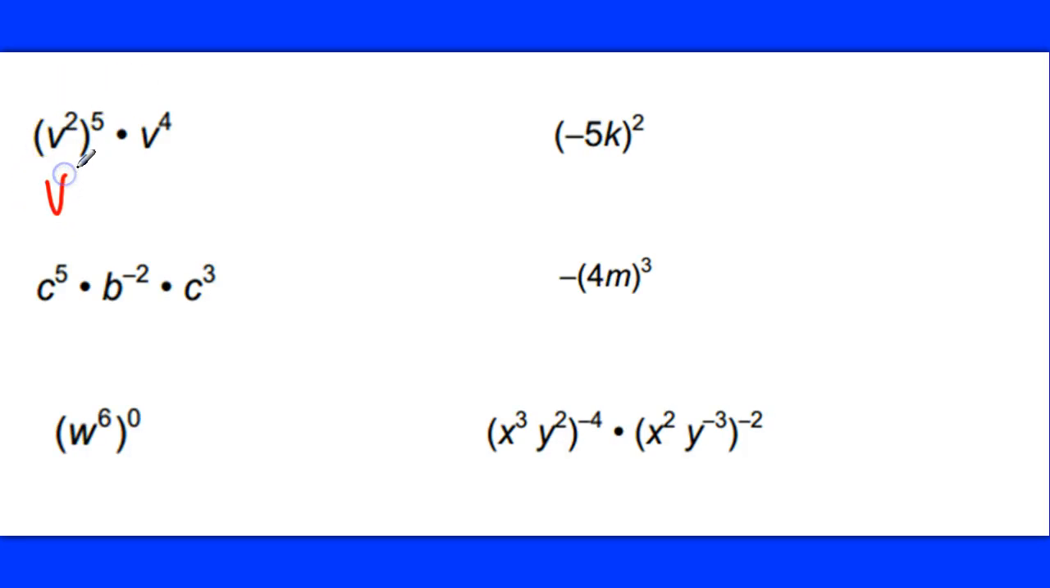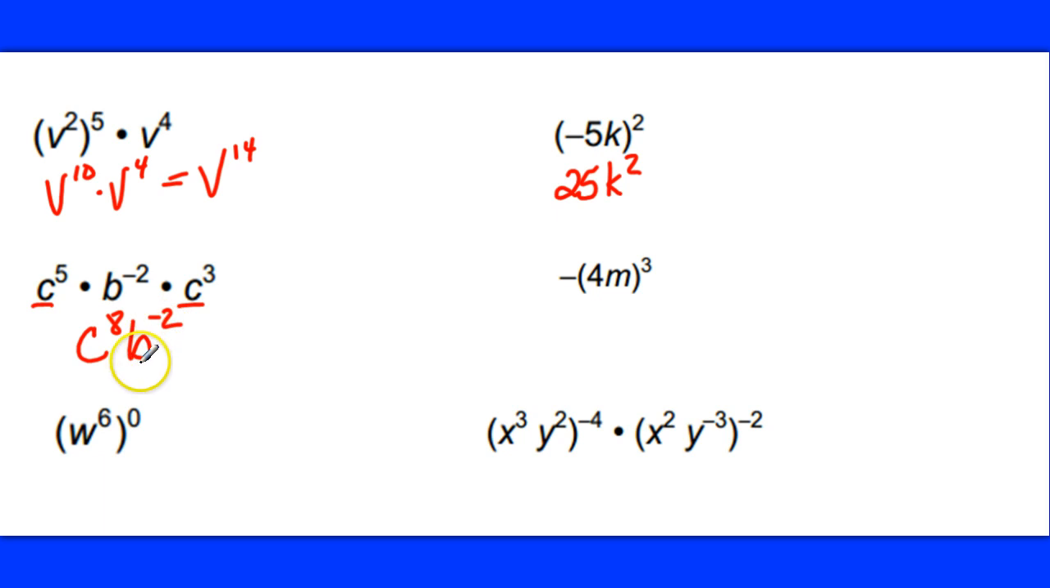This is going to give me v to the 10th times v to the 4th, which is v to the 14th. Here, this square goes to the negative, that makes it positive. It goes to the 5, which makes it 25, and it goes to the k, which makes it k squared. Be careful here. You can only put together ones that have the same base. So c to the 5th times c to the 3rd is c to the 8th. And then that b to the negative 2 stays there, but that's not simplified. This has a negative exponent, so we need to move it down. So this is going to become c to the 8th over b squared.